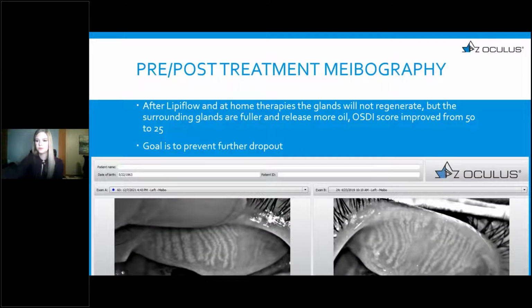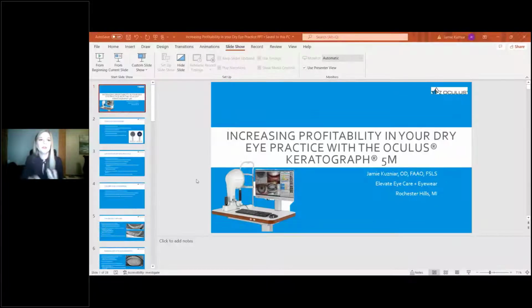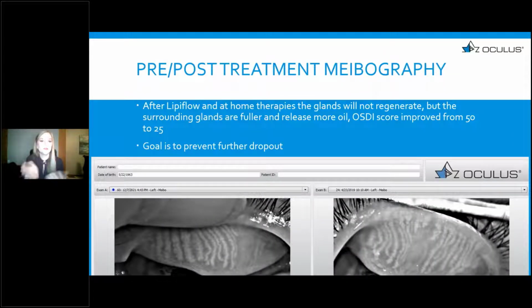And then looking at the glands. Like we mentioned before, we know that those glands aren't going to magically come back, right? But what I'm going to show you here is, if you look at the picture on the right, which was her baseline, you see those glands that are atrophied. If you look at the picture on the left, you can see that those glands are actually thicker and fuller, and they were producing more oil, okay? So the goal was to prevent further dropout. We succeeded with that. When we looked at her OSDI score, it improved from a 50 to a 25. So that was another telling thing with those symptoms.